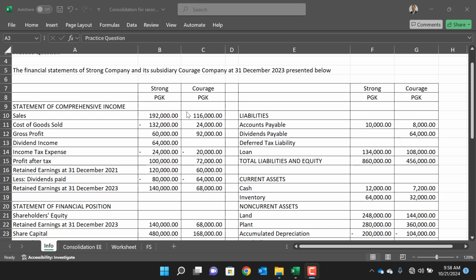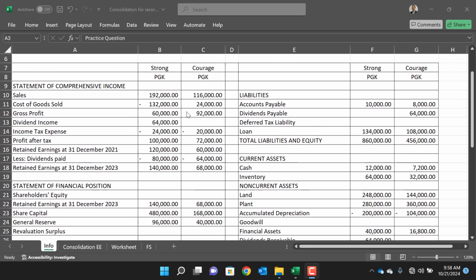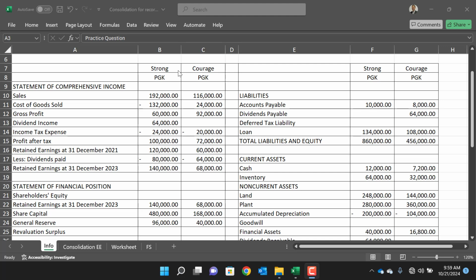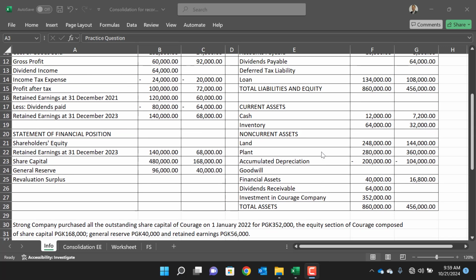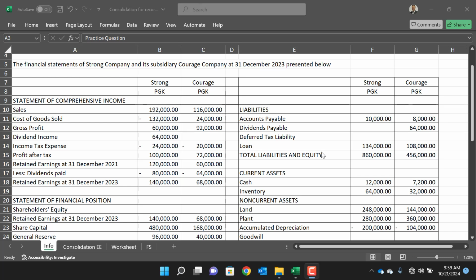With this information, you can see we have the statement of comprehensive income of both Strong and Courage Company, and also the statement of financial position. So you are able to see all the necessary information. In this sample problem, Strong is the parent company, the one who purchased the subsidiary, which in this case is Courage Company.